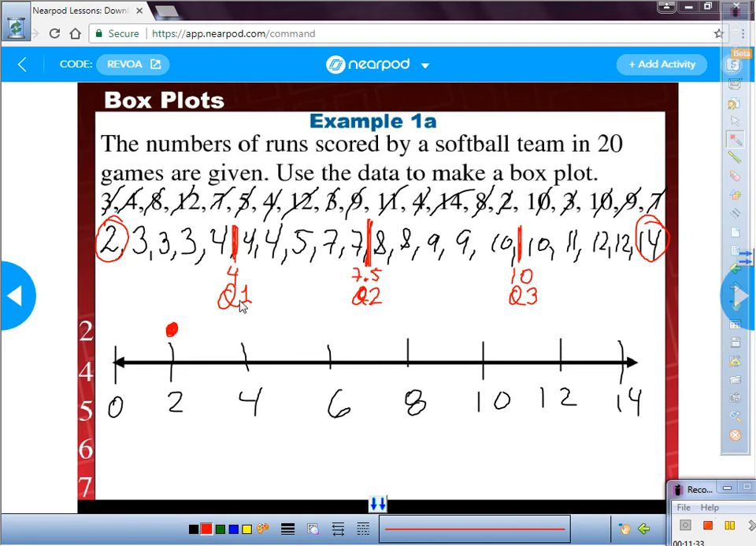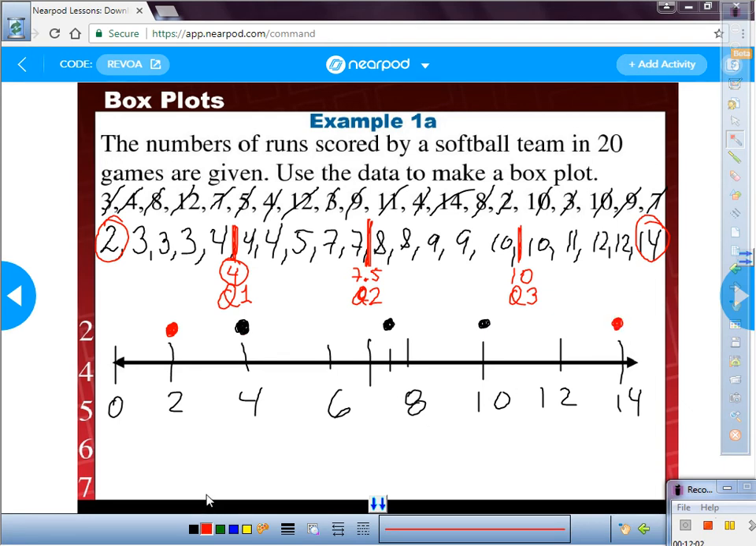What is my Q1? 4. So that goes here. Well, I'm going to switch colors to black. Right there. What is Q2? 7.5. So 6 is here. 7 is here. So 7.5 is about right there. There it is. And Q3 is 10. And my maximum is 14.